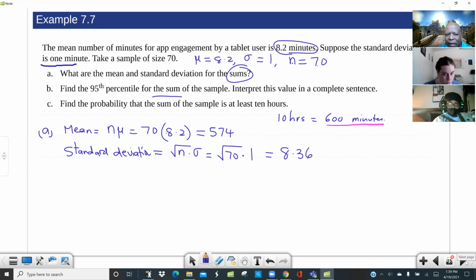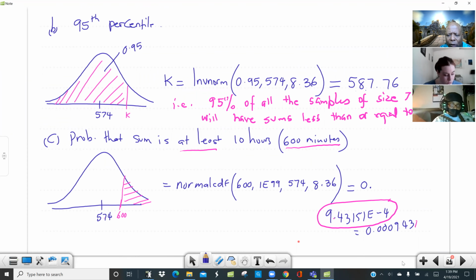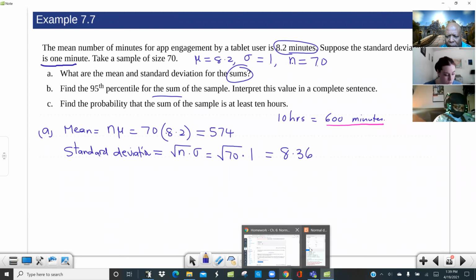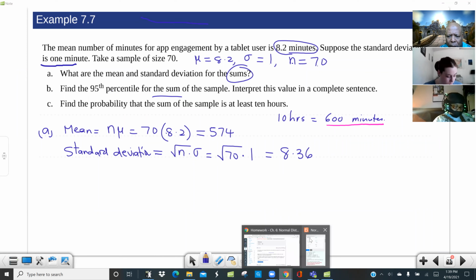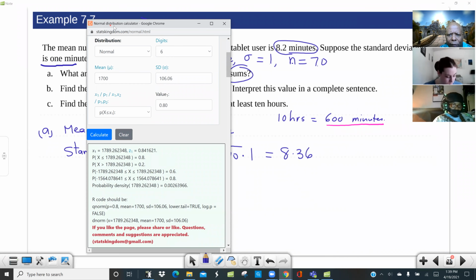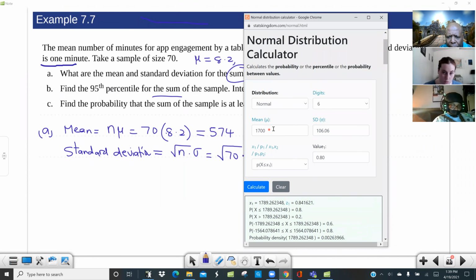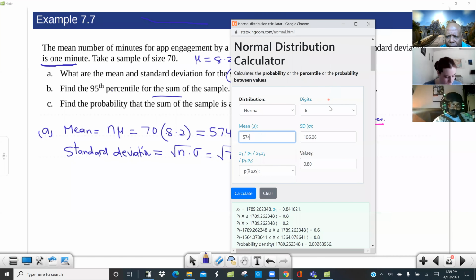Okay. The 95th percentile is the same thing now. So I go back to my calculator. I put in the mean. I have a new mean, which is 574 here. 574. The standard deviation is 8.36. 8.36. And I want to go for the 95th percentile. So I put here 0.95. And I say, what is it?